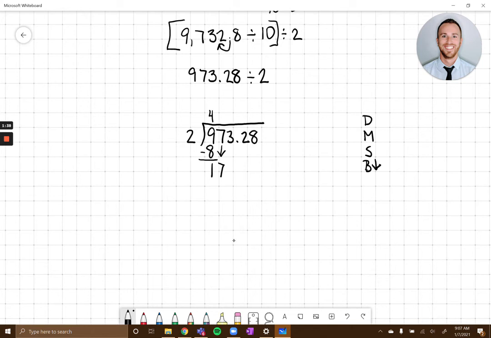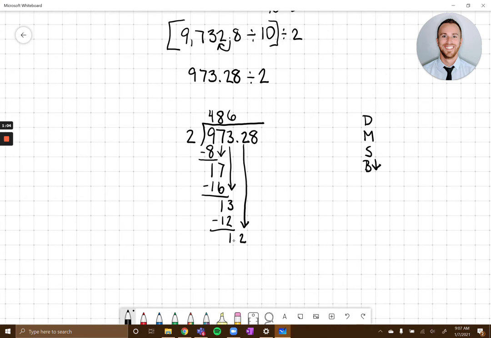So how many times does 2 go into 17? That's 8 times. 2 times 8 is 16. And I subtract. 17 minus 16 is 1. Bring down the 3. And I keep going. How many times does 2 go into 13? 6 times. 2 times 6 is 12. I subtract. 13 minus 12 is 1. And then I bring down the 2.